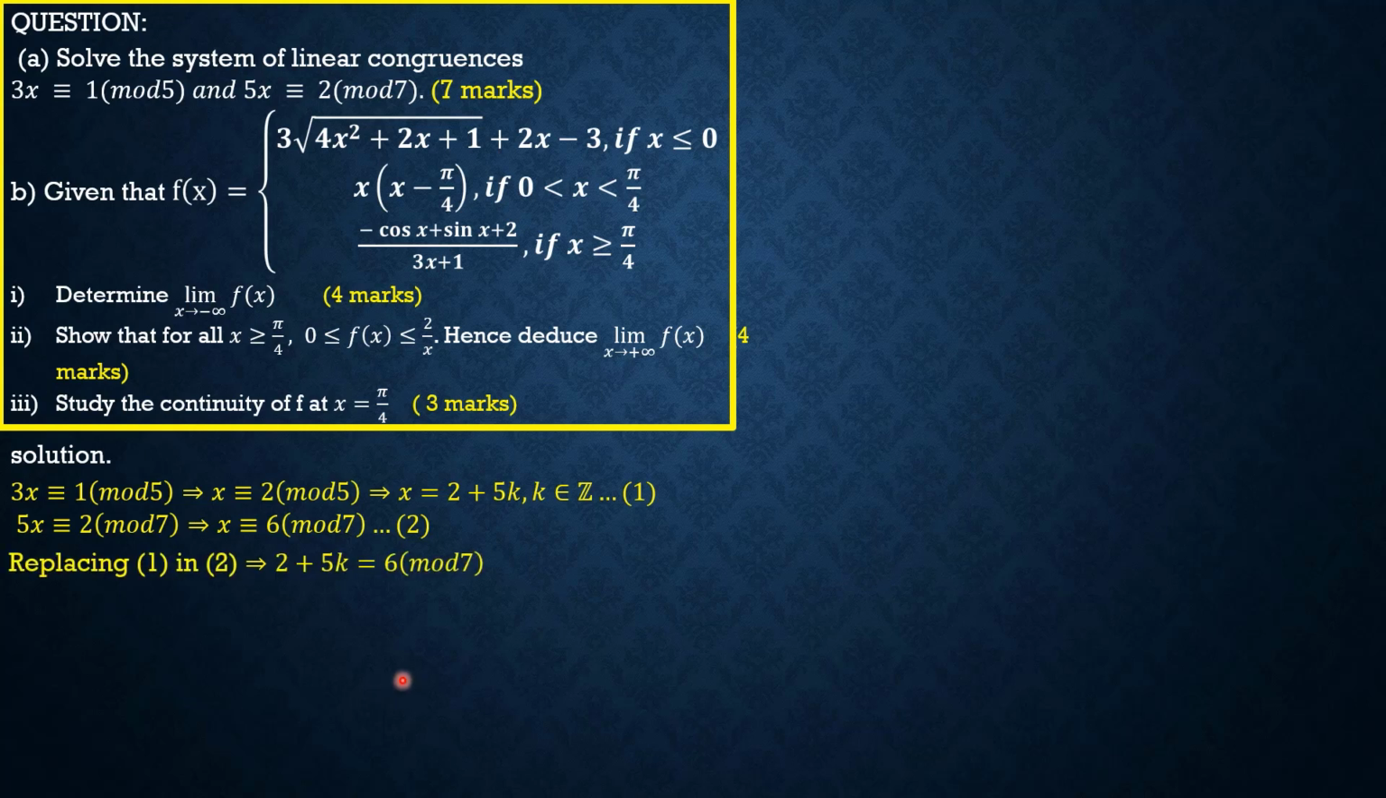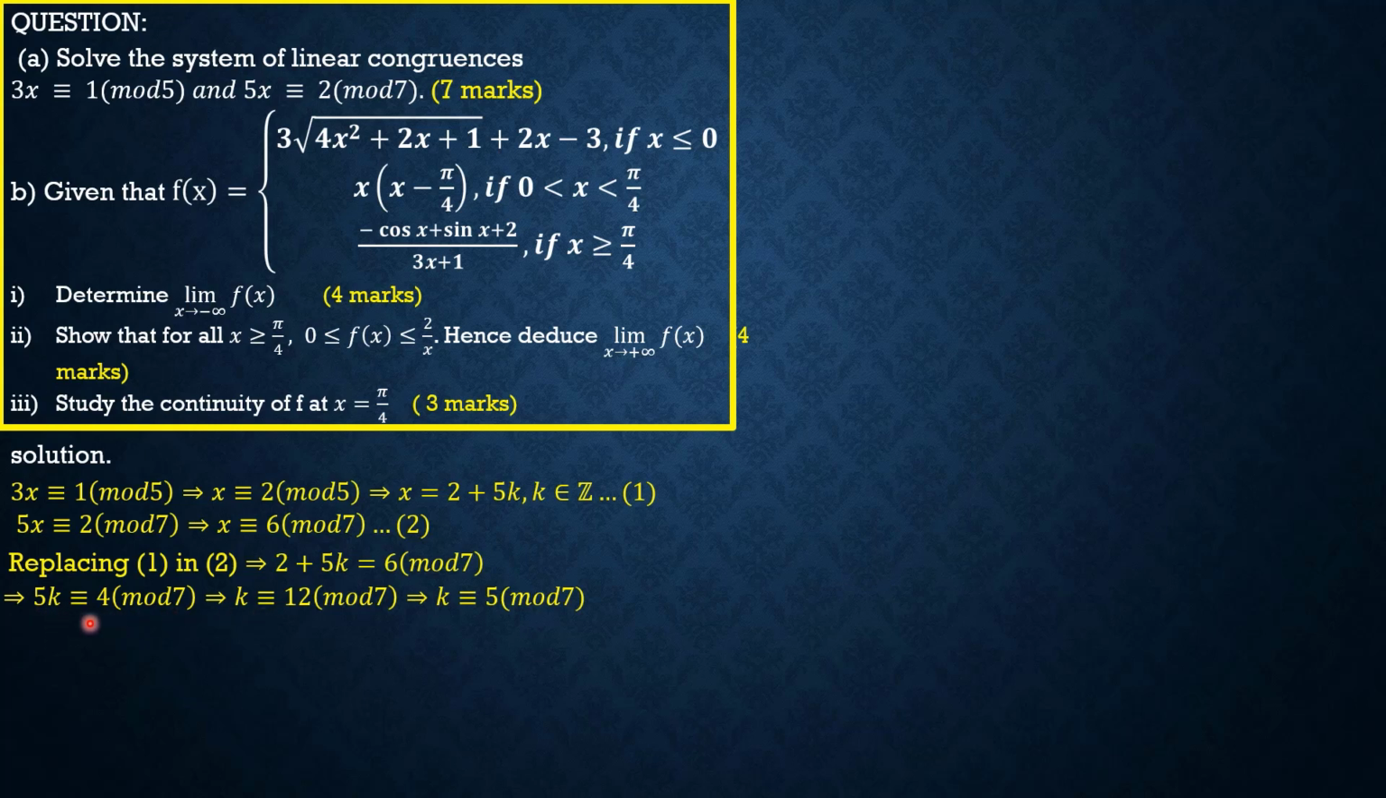Now I'm going to substitute equation 1 in equation 2, replacing x with 2 plus 5k. So I will have that 2 plus 5k is congruent to 6 mod 7. I will send 2 to the other side, so 5k is congruent to 6 minus 2, which is 4 modulo 7. And from here, if you multiply by the multiplicative inverse of 5 in modulo 7, which is 3, then k will be congruent to 12 mod 7.